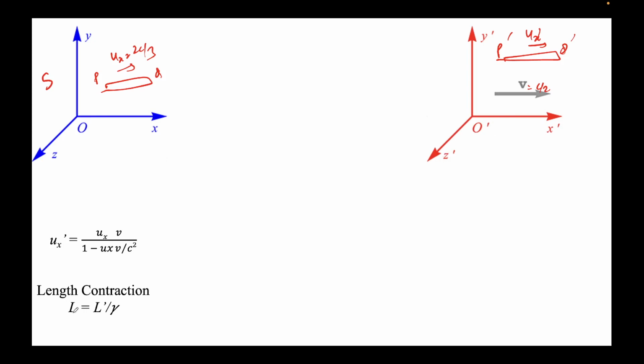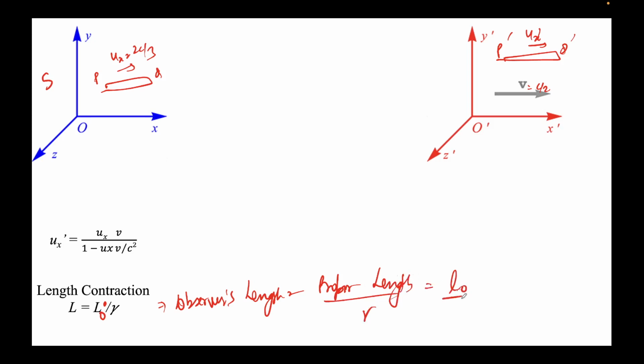So length contraction, the observed length, I should actually say it like this. I'll write this formula again. Length contraction will be: observer's length equal to proper length by gamma. What's the proper length? Proper length is given, L0 by gamma.